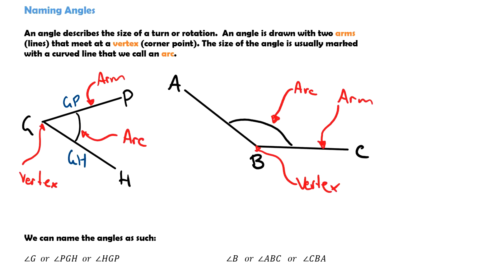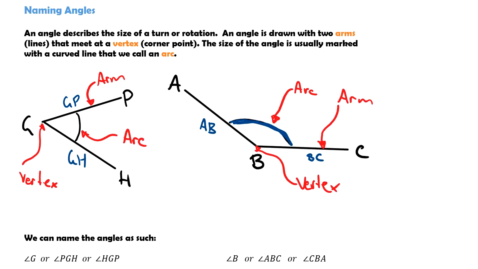Now over on the right you can see ABC. The arc is the line joining here, joining the arms. And we also have the vertex at the B. Now again you can name this line AB or BC.